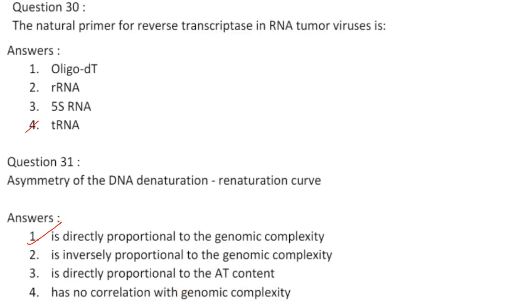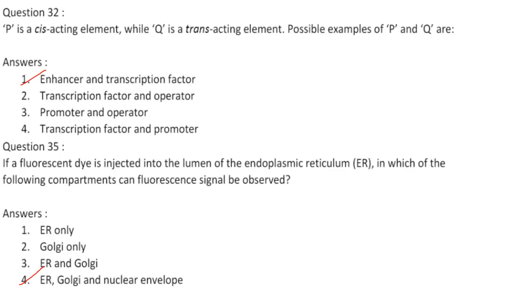The natural primer for reverse transcriptase in RNA tumor virus is option 4, that is tRNA. Then asymmetry of the DNA denaturation renaturation curve is directly proportional to the genomic complexity. Answer is option 1.